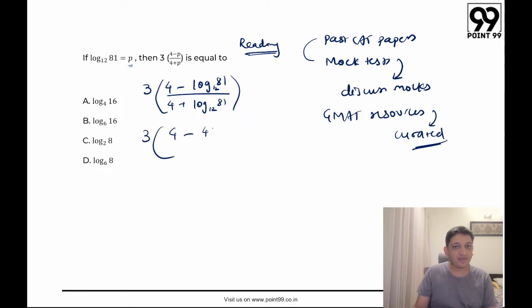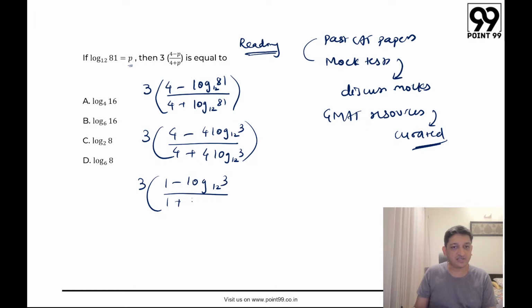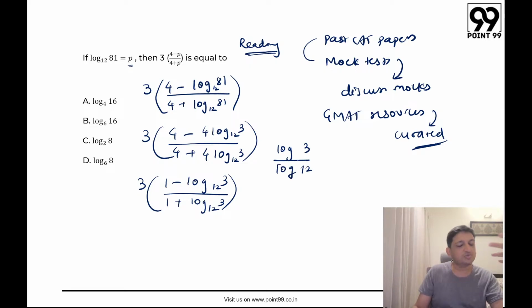4 minus 4 log 3 to the base 12, divided by 4 plus 4 log 3 to the base 12. Now this 4 will come out and both 4s from the numerator and the denominator will get cancelled out. So I will be left with 3 into 1 minus log 3 to the base 12, divided by 1 plus log 3 to the base 12. Okay? Now what can I do about this? Now I can just write this log 3 to the base 12 as log 3 upon log 12, both to the base 10.